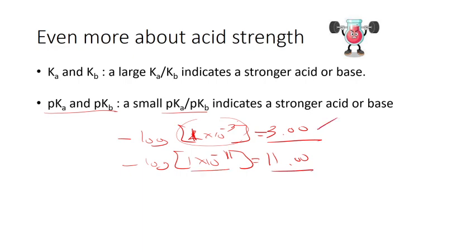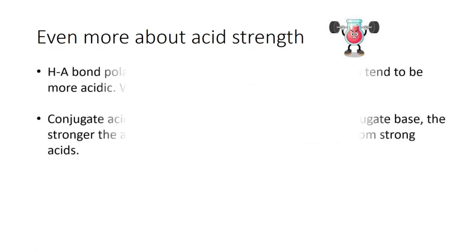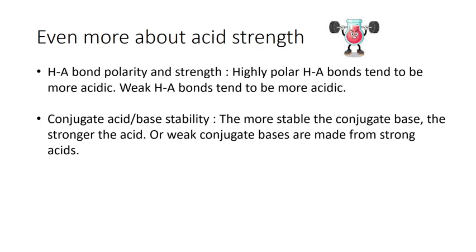So a low or small pKa indicates a strong acid. A large pKa indicates a weaker acid. Another thing we have to keep in mind when we talk about acid, base, and strength is the strength and polarity of the hydrogen-acid bond, where highly polar H-A bonds tend to be more acidic.